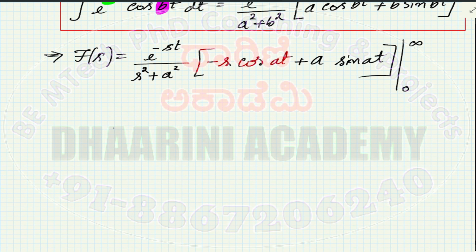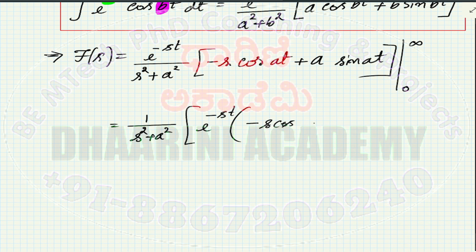Okay, so let us substitute. So 1 divided by s square plus a square is a constant. I'll take this outside. Then before I substitute, I'll write the terms once again. This is e to the minus st into, this is minus s into cos at plus a into sine at. This is what I need to substitute from 0 to infinity for.